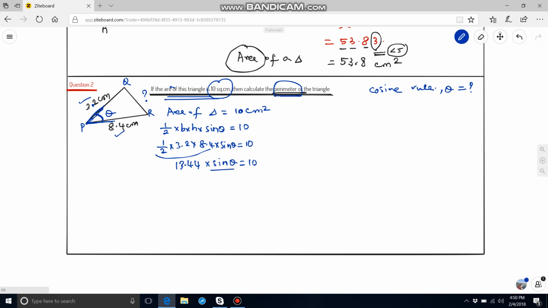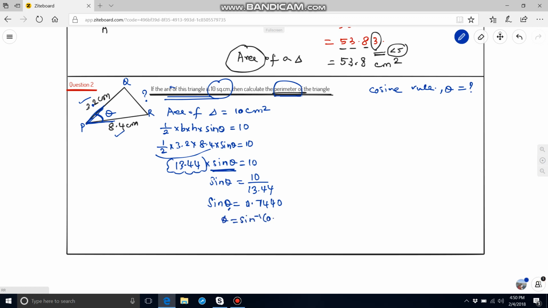We need to get the sine value, so we keep only sine here. This multiple 13.44 we can move to the other side by division, so that we get sine theta equal to 10 divided by 13.44, which gives 0.7440. We need to find the value of theta, so we have to remove the sine. How can we remove it? By taking sine inverse. So apply sine inverse on both sides.